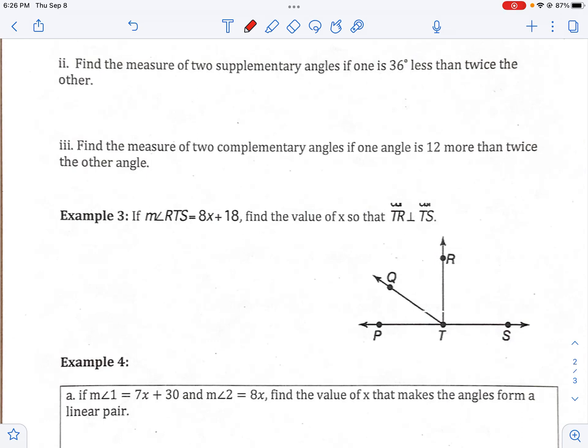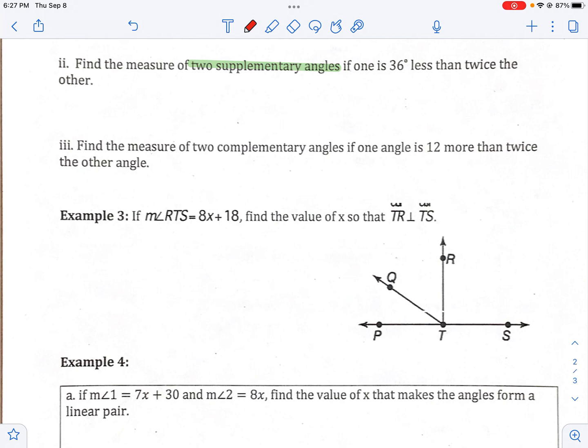I want to find the measure of two supplementary angles if one angle is 36 degrees less than twice the other. Well, we need to look for some key words and phrases here. I want two supplementary angles. So my equation should have two parts, two angles, and they need to be supplementary. Well, what does it mean to be supplementary? It means that two angles are adding up to equal 180 degrees.